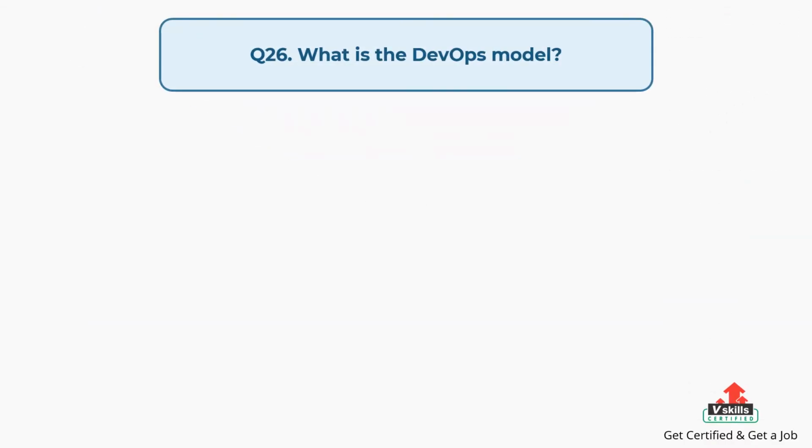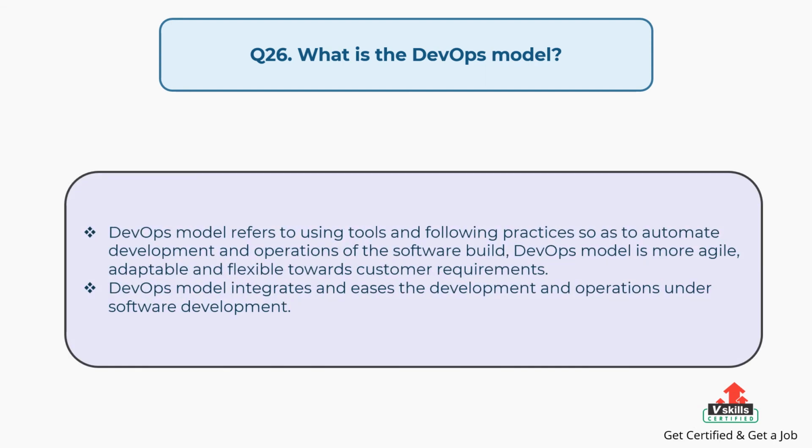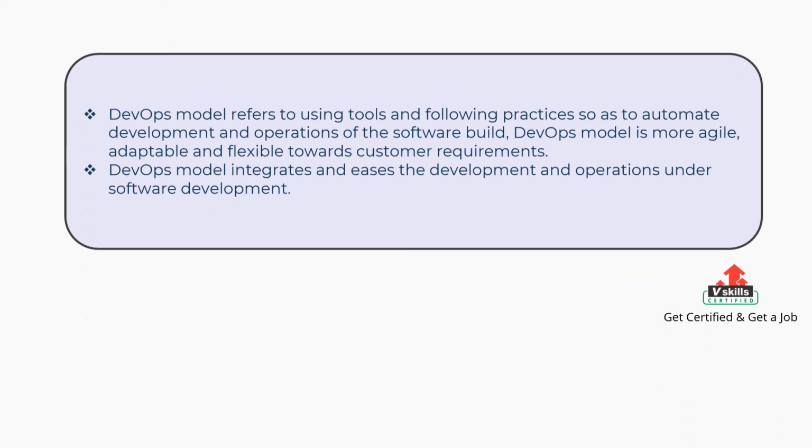Question number 26. What is the DevOps model? The answer is: DevOps model refers to using tools and following practices so as to automate development and operations of the software build. DevOps model is more agile, adaptable and flexible towards customer requirements. DevOps model integrates and eases the development and operations under software development.